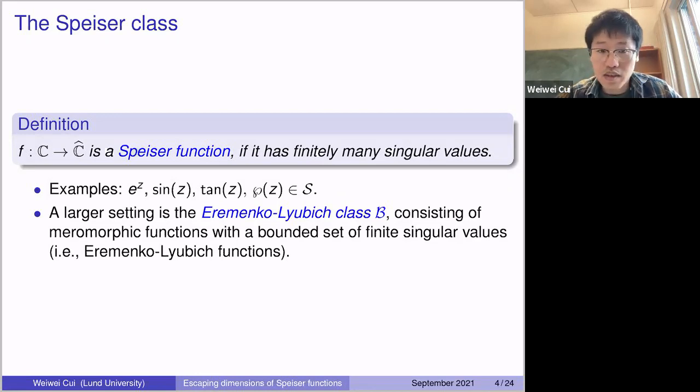There are also other examples, like the Weierstrass ℘ function. It also belongs to the class S. It has some critical values but no asymptotic values. I will talk about these functions later. Compared to the Speiser class, a larger set is the so-called Lund class, which is the set of functions with a bounded set of finite singular values. Here we only count the finite singular values because, as I said before, infinity for a meromorphic function can be a critical value or an asymptotic value. We call these functions Lund functions.